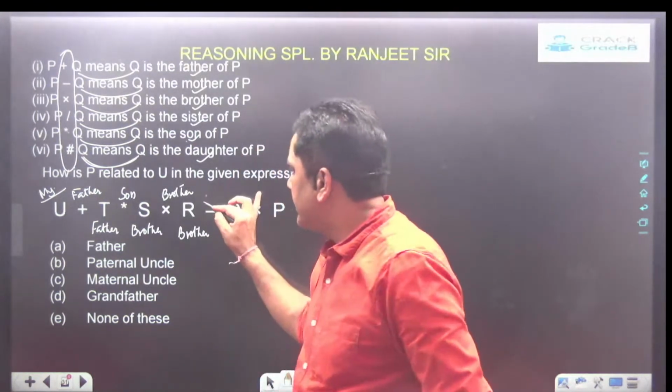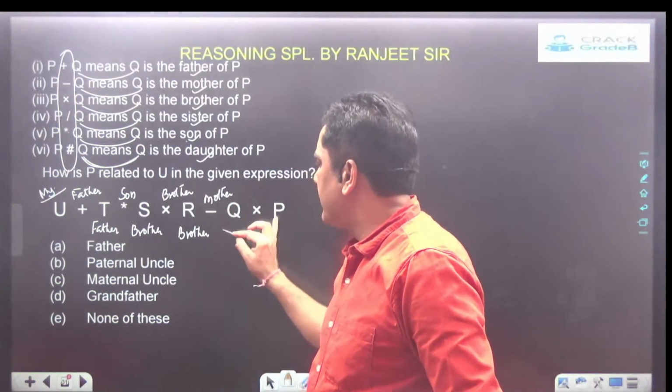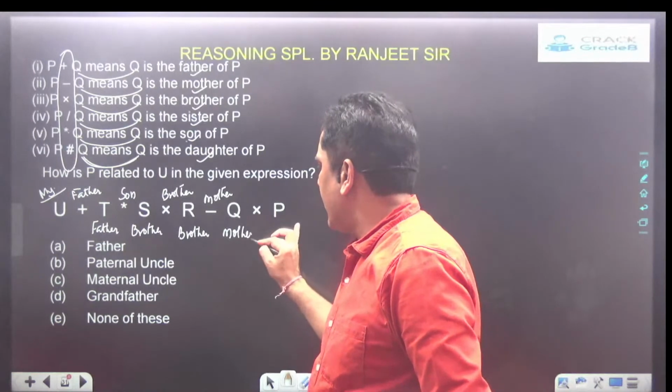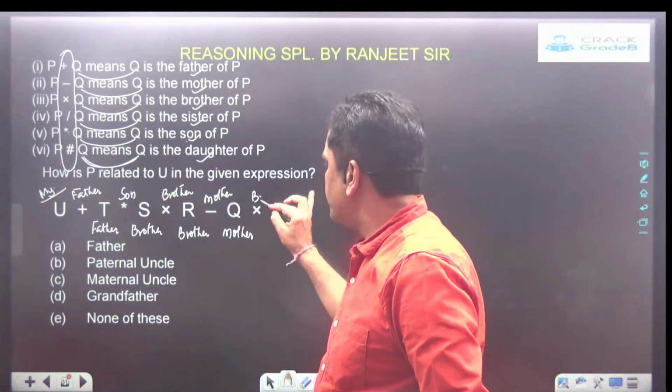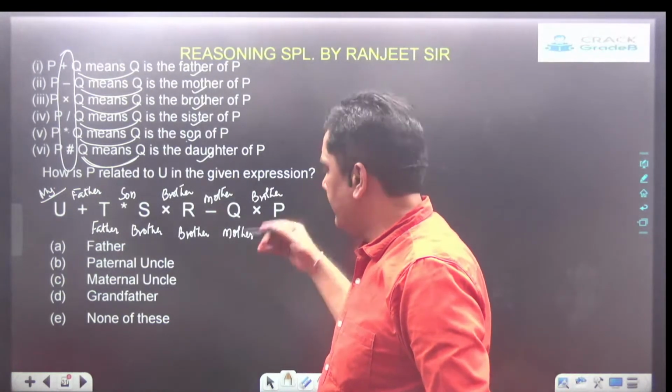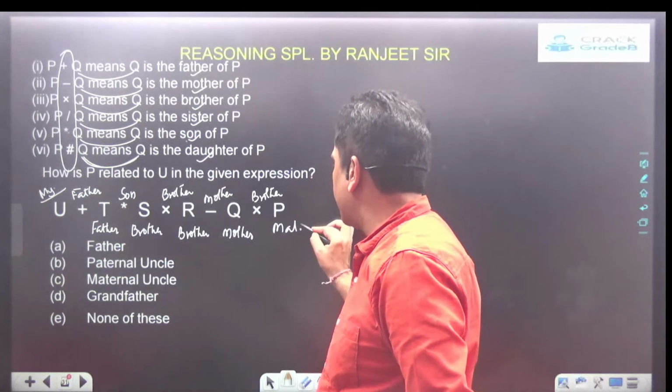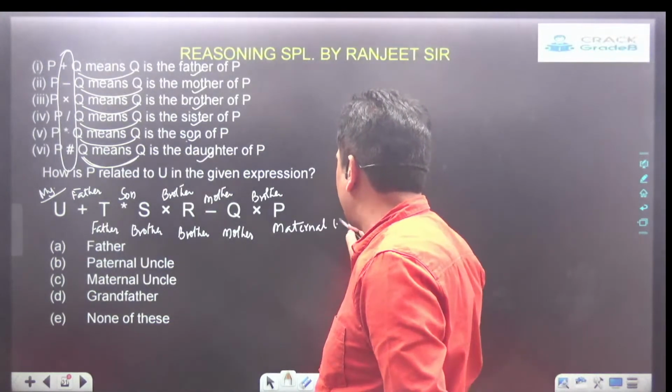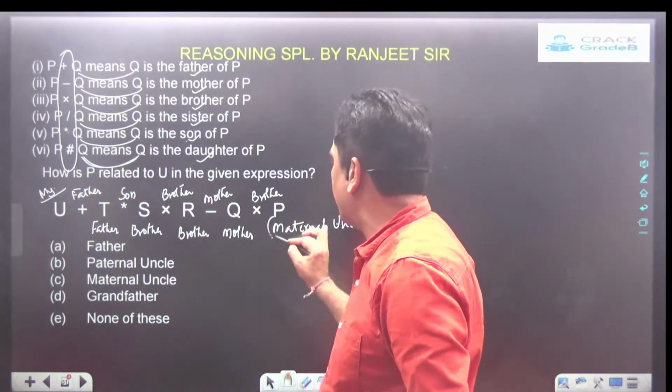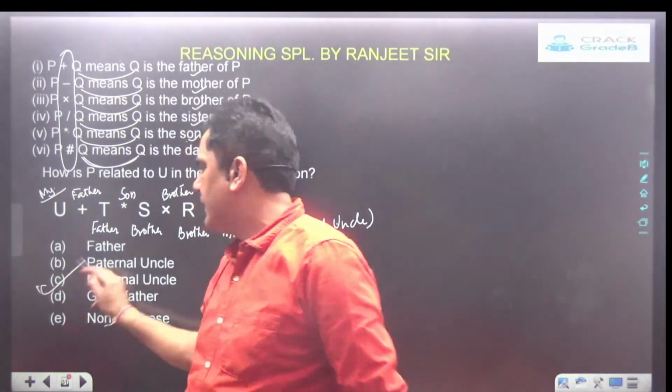Next one, my brother's mother. My brother's mother will be my mother. And last one, my mother's brother. My mother's brother will be nothing but my maternal uncle, mama. Maternal uncle, in Hindi we call it mama. So the answer is C, maternal uncle.